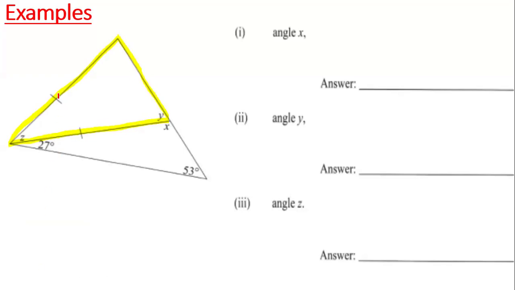Very good. So this line right here, and these two lines indicate that what? This side is equal to what? That side, right? So the two lines indicate that the two sides are equal.